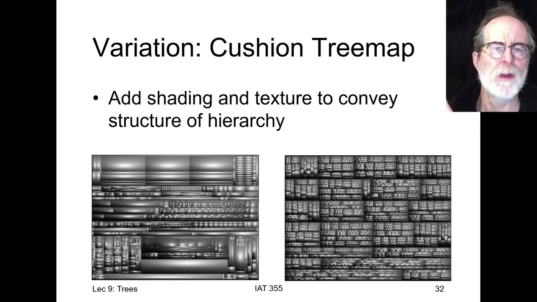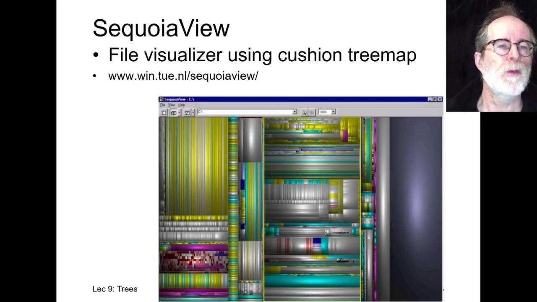So if you're wondering why this seems to work at first and then seems to fade away, it's because something interesting is going on with your perception. This thing that does this cushion tree map is something called SequoiaView. I won't demonstrate it. There's an old executable you can get from TUE in the Netherlands. That is a visualization, and it's yet another file system viewer. But it gets across reasonably clearly what the hierarchy looks like.